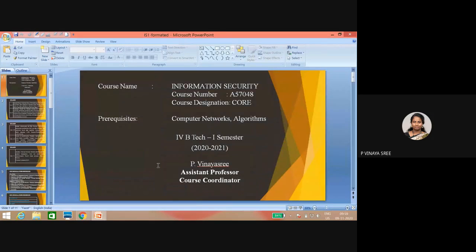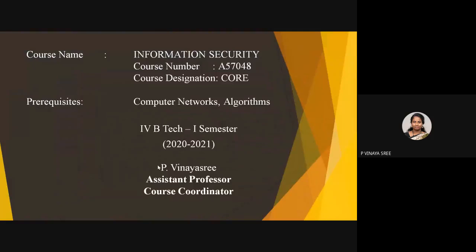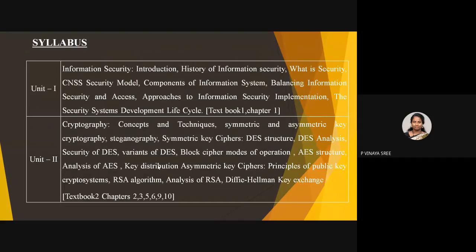Information security course. The prerequisites for this information security course are computer networks and algorithms. Let me start with the syllabus. Coming to the syllabus, Unit 1 is completely about the introduction to information security, and why there is a need for it.